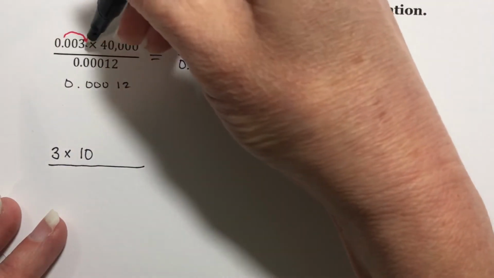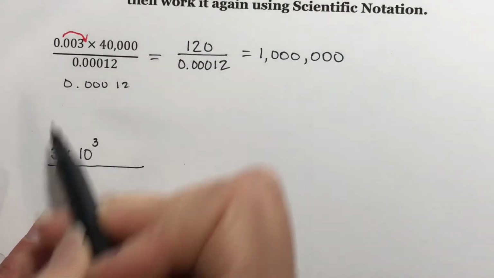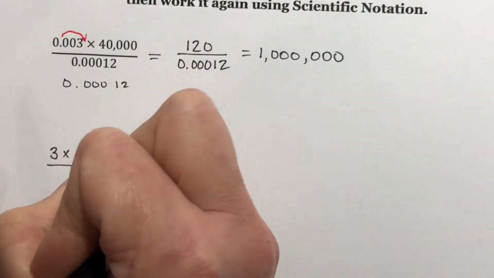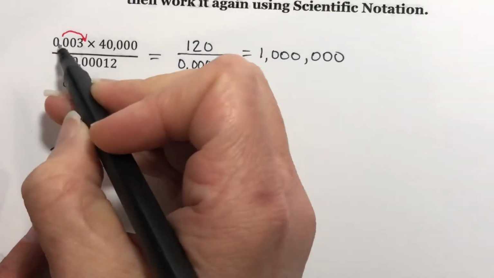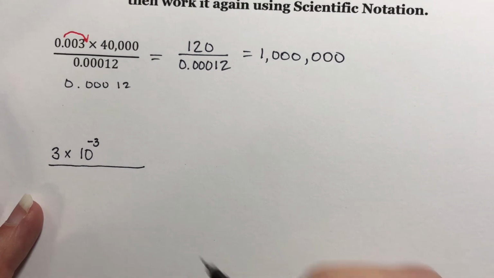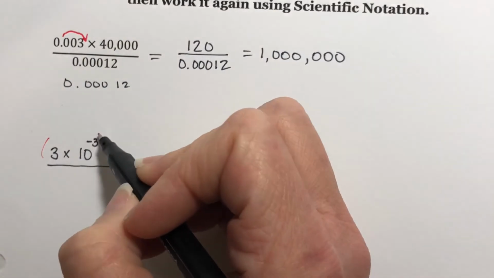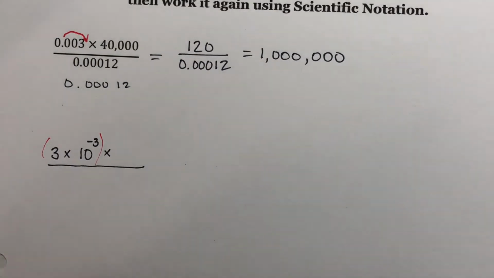I've moved it 1, 2, 3 spots. The 3 needs to be getting smaller to go back to this, so it's going to be a negative exponent. So this first number is 3 times 10 to the -3. Times, so this is my first number. I'm going to draw in some parentheses so it makes it easier to see, but the parentheses are not necessary.